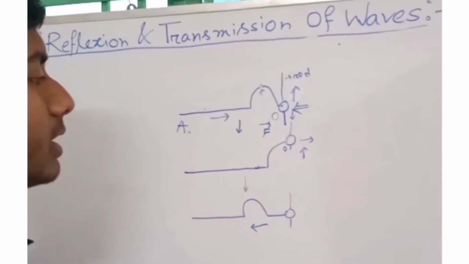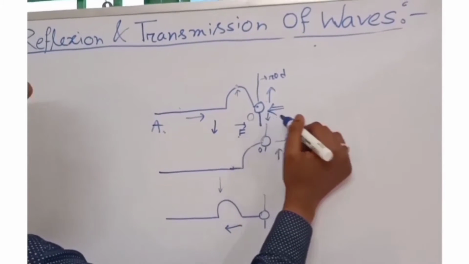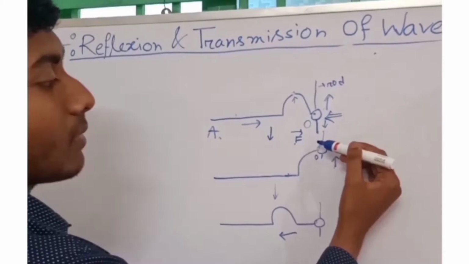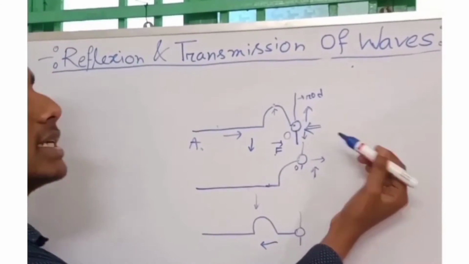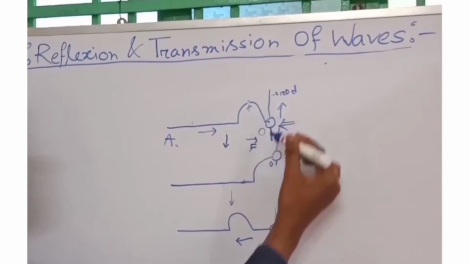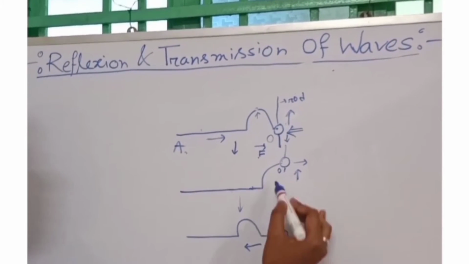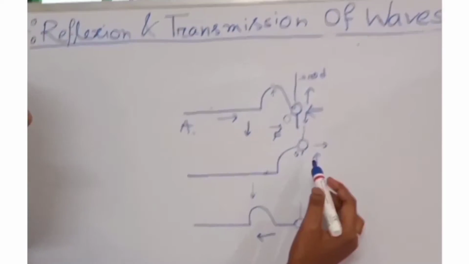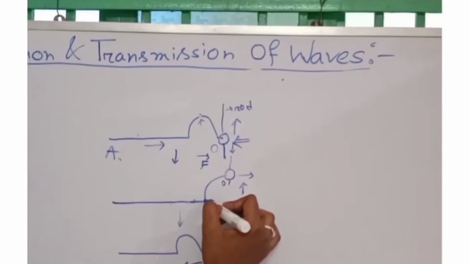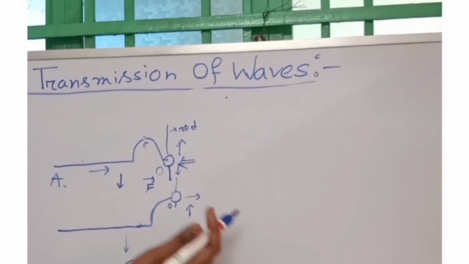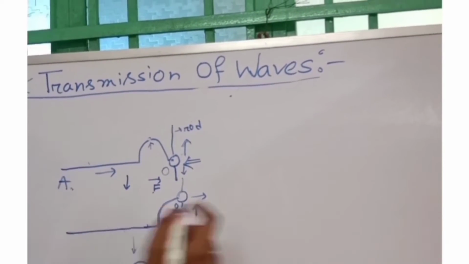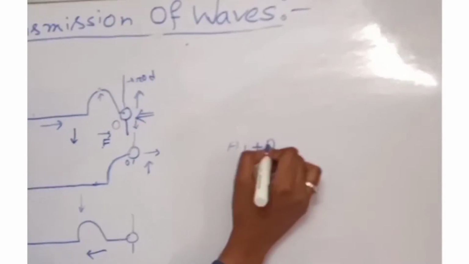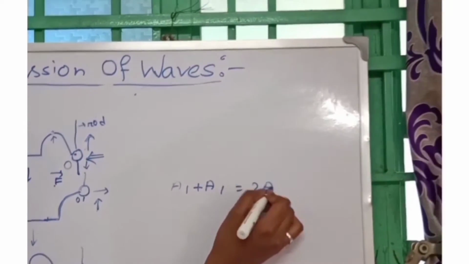As a reason, we can say that from the rightward there is also a force created, which creates a wave in the same direction. That's why the resultant wave at this point O is higher than the former. The resultant wave is higher than the former, right? Like A1 plus A1 equals 2A1.